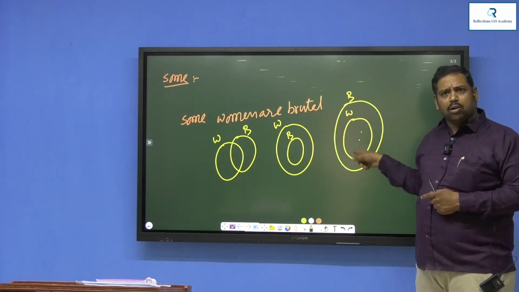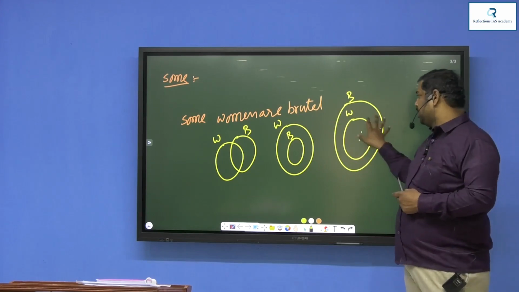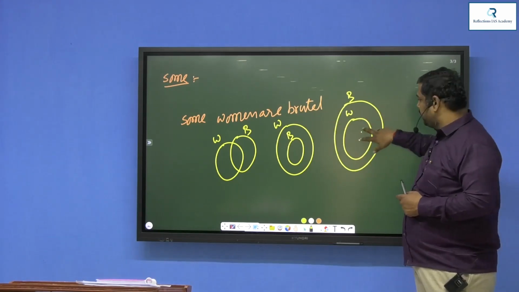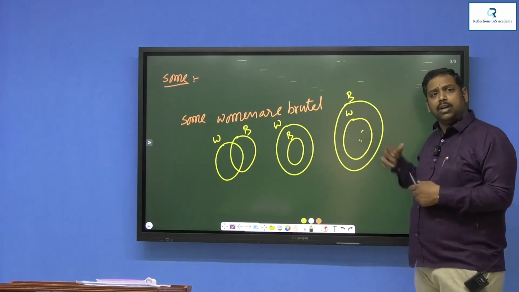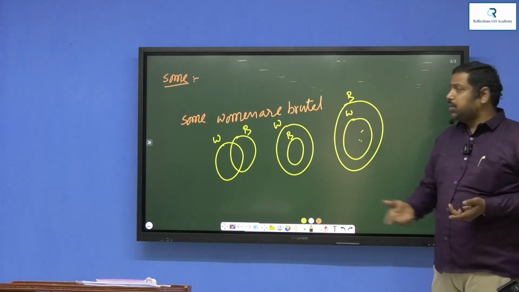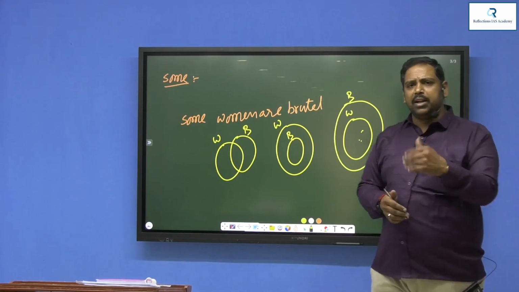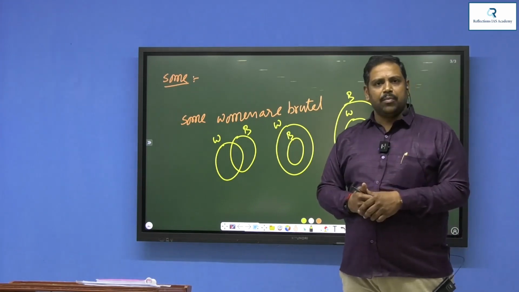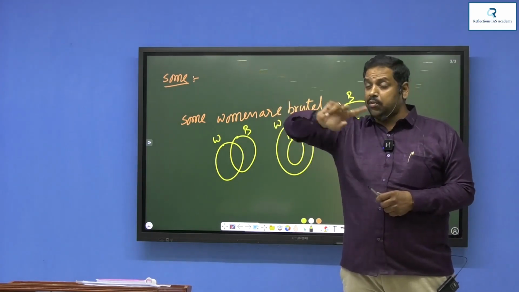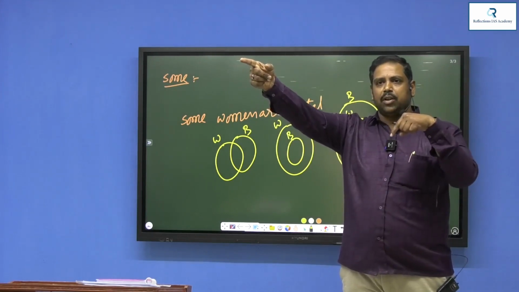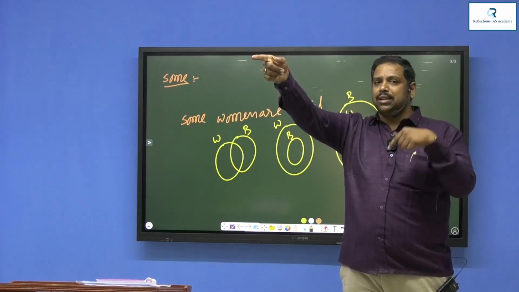Suppose if you say that my statement is wrong. Okay, here I am finding some women, those are brutal. How can you say that my statement is wrong? If you say that no, what does it mean? No women is brutal. Yes or no? If my controversial is wrong, original is correct. If controversial is correct, original is wrong.